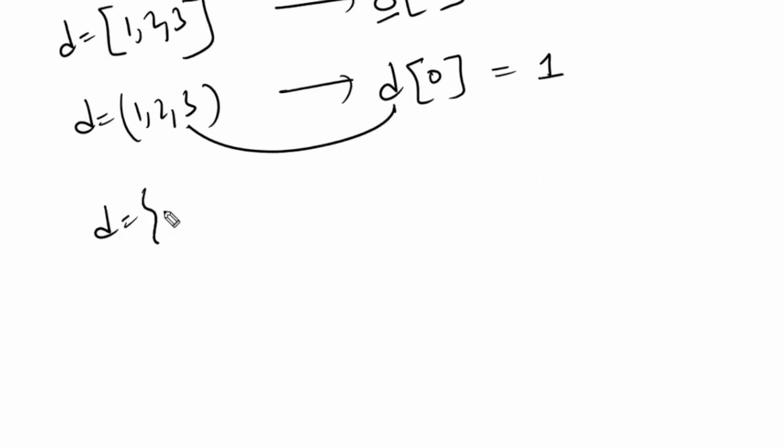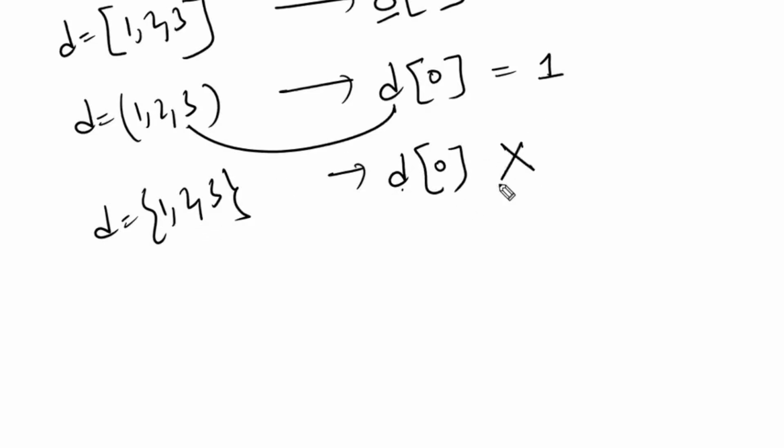Similarly, if I write D is equal to set of 1, 2, 3, and I ask D of 0, now D will be considered as a set. For the set, it will check whether indexing is possible or not. It is not possible, so it will throw an error.